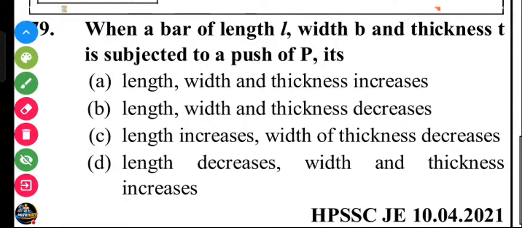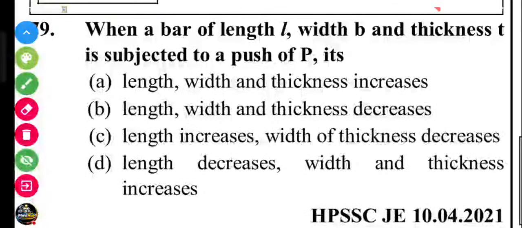When a bar of length L, width B, and thickness T is subjected to a push of P, what happens? Options: its length, width, and thickness increase; length and width decrease; length increases while width and thickness decrease; length decreases while width and thickness increase.